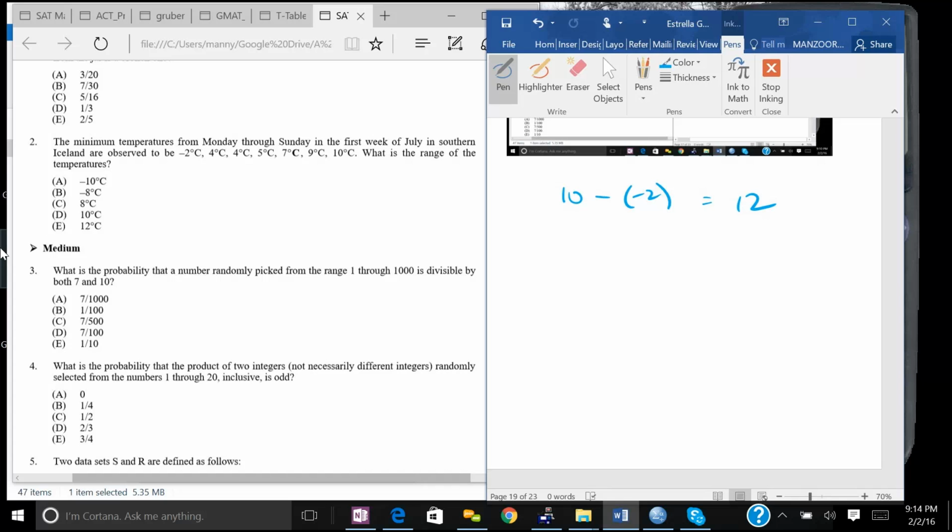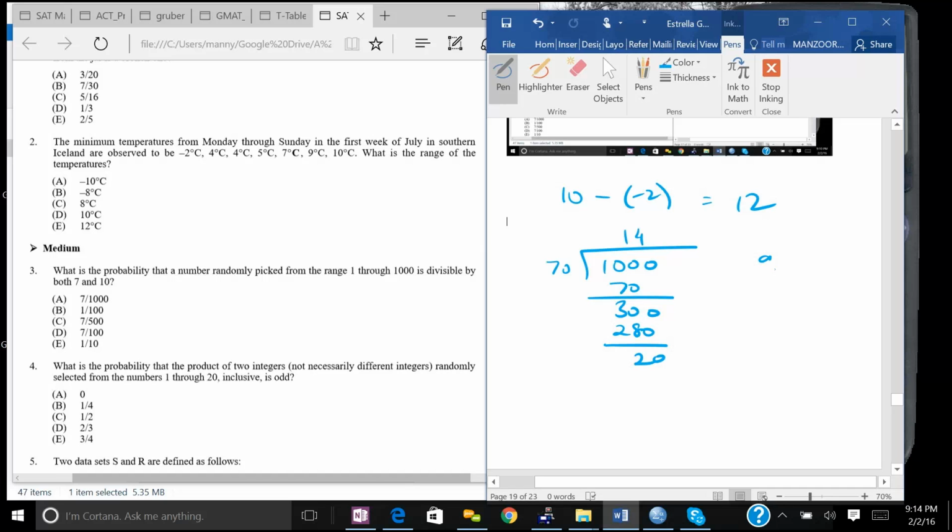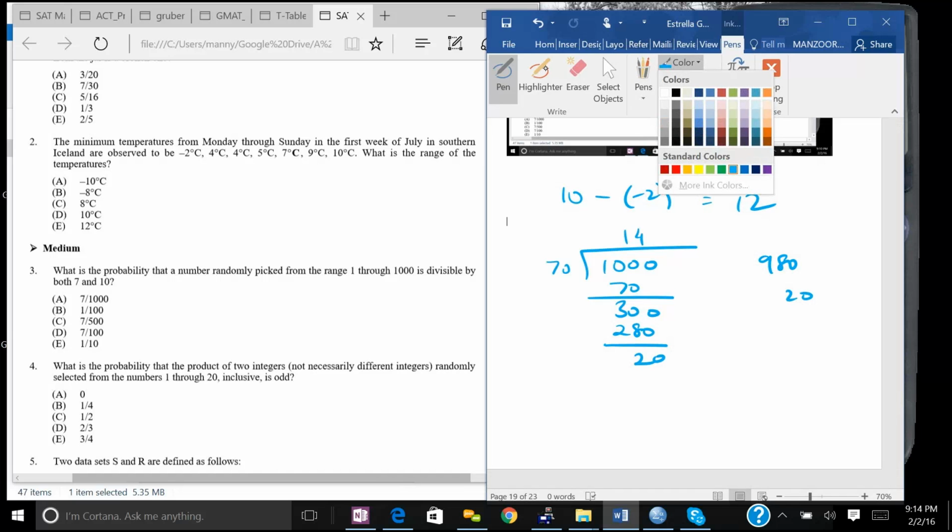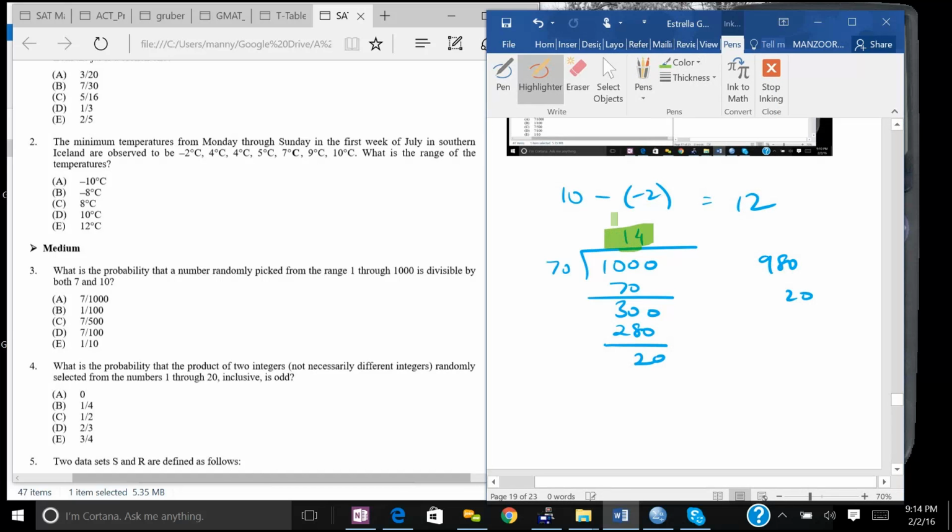See, so there is a pattern. It keeps going up like that, right? So this will just take a little bit of time to find all the numbers up to 1,000. Why don't you just divide 1,000 by 70? You have reached 980 and there's 20 left. So it doesn't matter. These 14 numbers are the only numbers that you need. So there are 14 numbers between 1 and 1,000 that are divisible by both of those numbers.